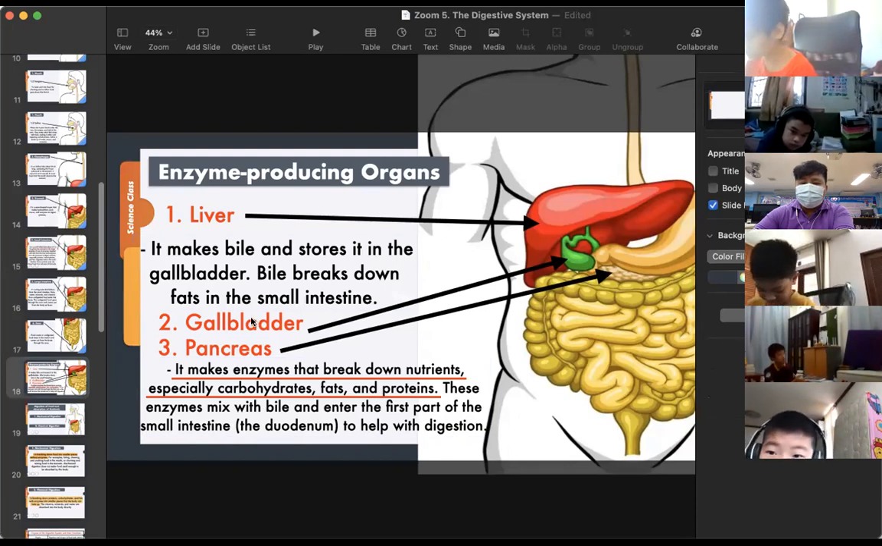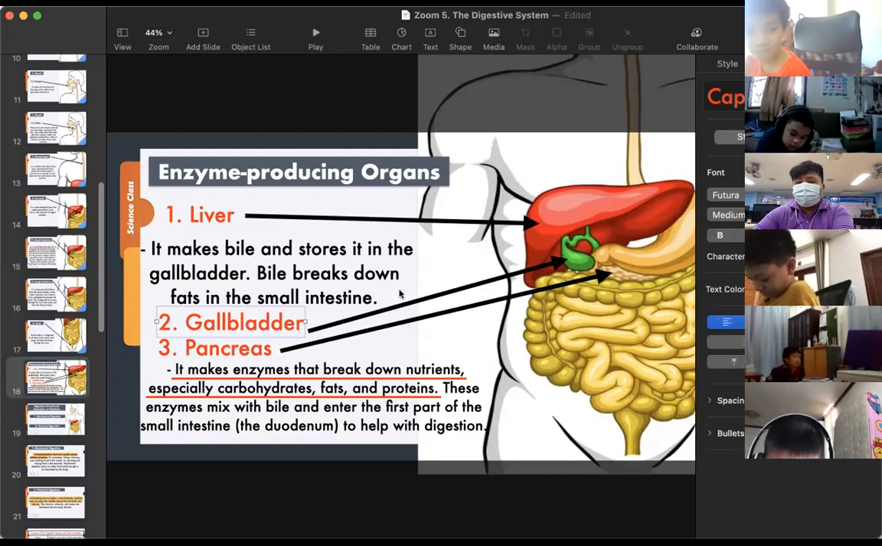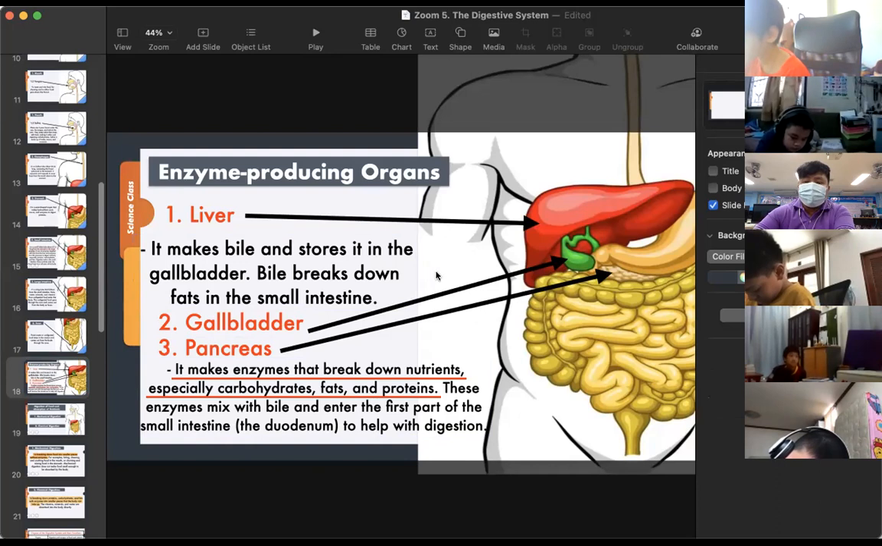For the gallbladder, look for simple function on the internet. There are some key ideas there. Or if you have the new book, you can find the answer in the new book also.